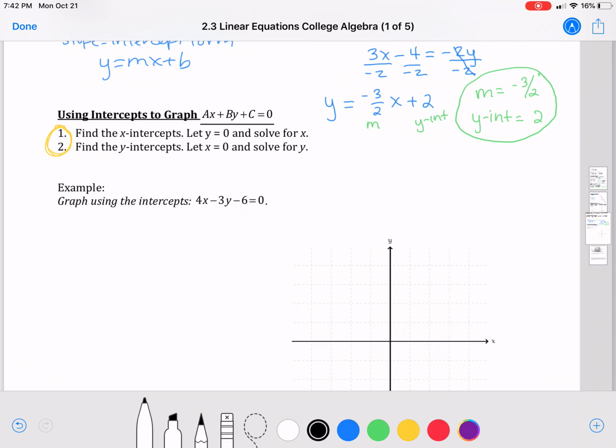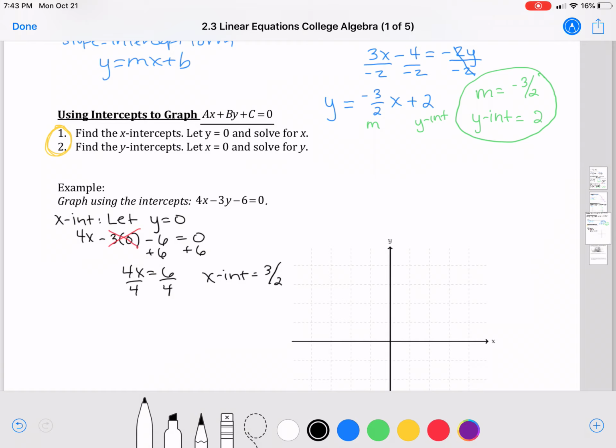When we're finding our x-intercept, we let y equal 0. So in this equation, 4x minus 3y minus 6 equals 0, we're going to have 4x minus 3 times 0 minus 6 equals 0. What's nice is this 3 times 0 automatically cancels. So we can add the 6 to the other side: 4x equals 6. Divide both sides by 4. So our x-intercept is 3/2.